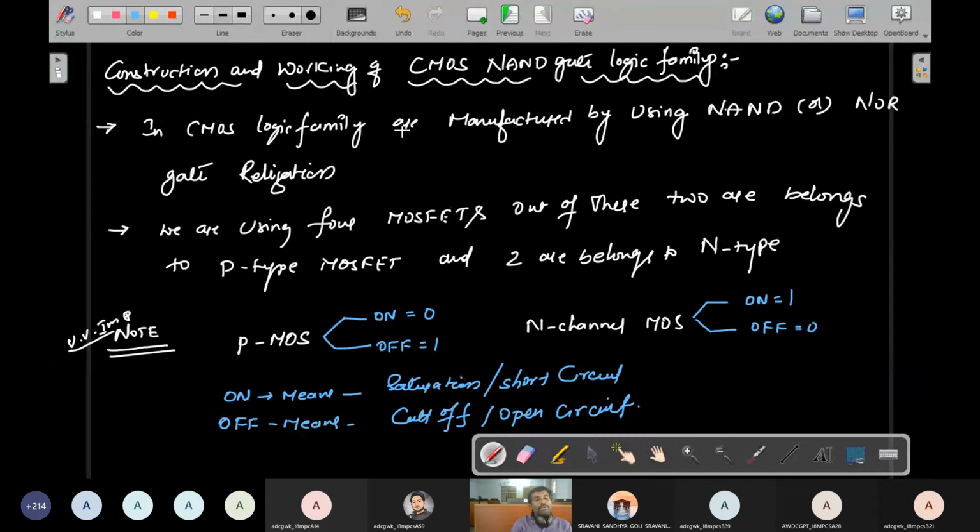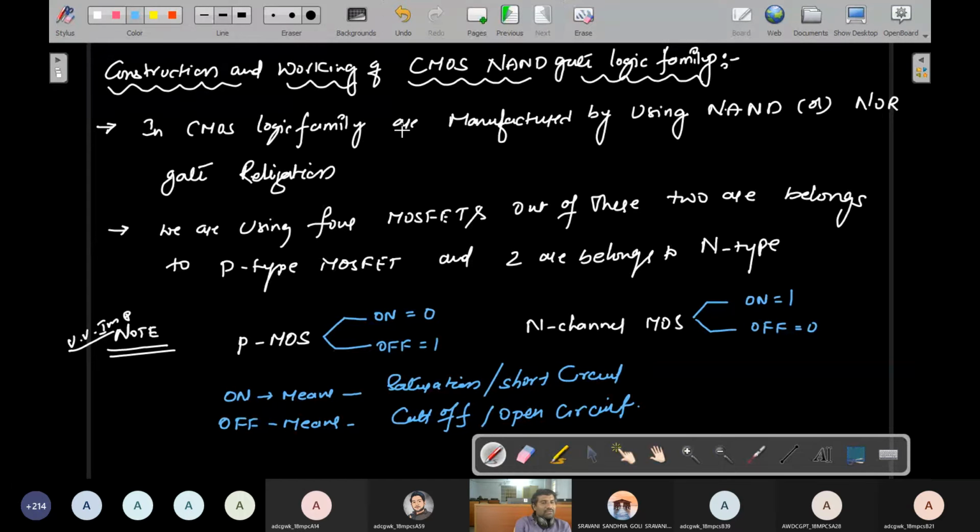Very important note point, remember, everyone. If the digital value 0 is given to PMOS, then it will be in on state. PMOS is on at lower values and PMOS is off at higher values. In a similar way, for N-channel MOSFET, the higher values are always in conducting, activated state. The lower values of the NMOS are always in deactivated state. Here on means saturation or short circuit, and off means cutoff, an open circuit. If the device is off, it is an open circuit.